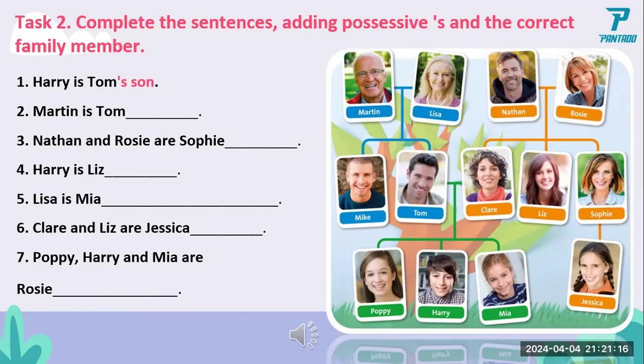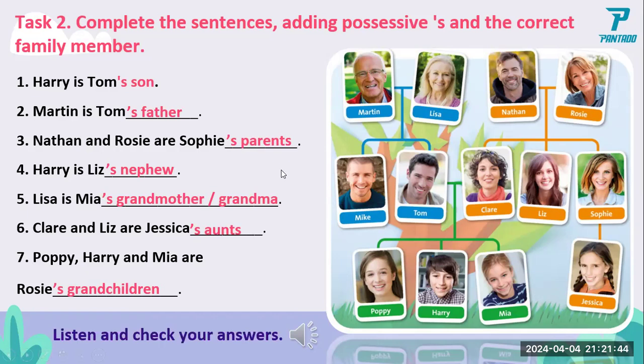Okay, let me see. Answer, Caroline. Tom's father. Okay. Sophie's parents. Liz. Okay, nephew. Mia's grandmother. And may I see? Lucy's and Jessica. Okay, this is very easy. Okay, do we call this a positive?